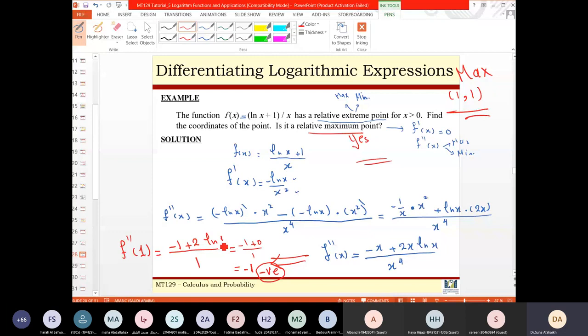So we find f dash, make it equal to 0, get the value of x. I find f double dash, I put the value of x, I get a negative, meaning concave down, meaning this is a maximum point. You have to practice doing those things, okay? Enough for today. I'm going to stop here and we will continue next time, inshallah.